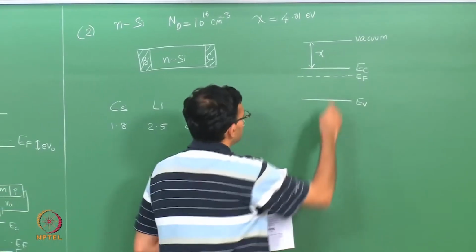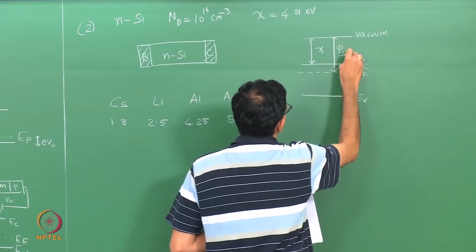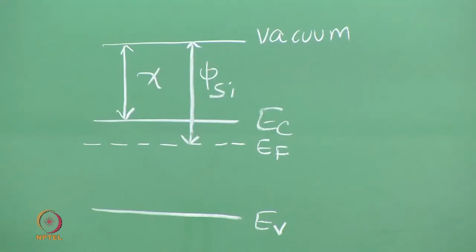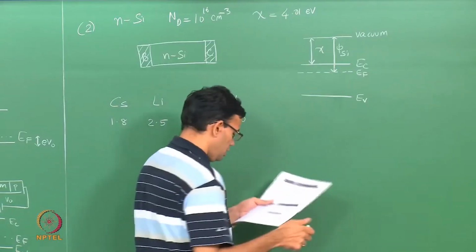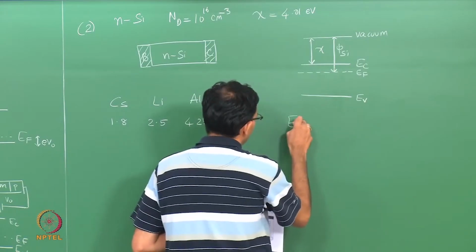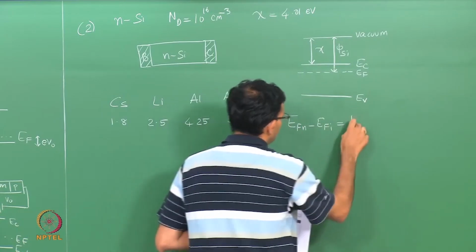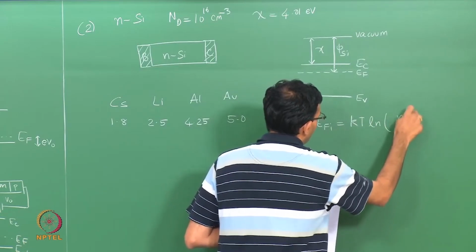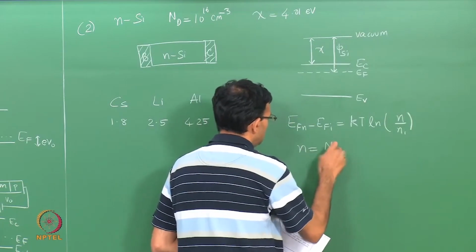We need the work function. So, we need psi of the silicon. To know that, we need to know the position of the Fermi level, and that can be calculated from the concentration of donors in the material. So, we can just say EFN minus EFI is KT ln of N over Ni. So, N is nothing but Nd, it is fully ionized.